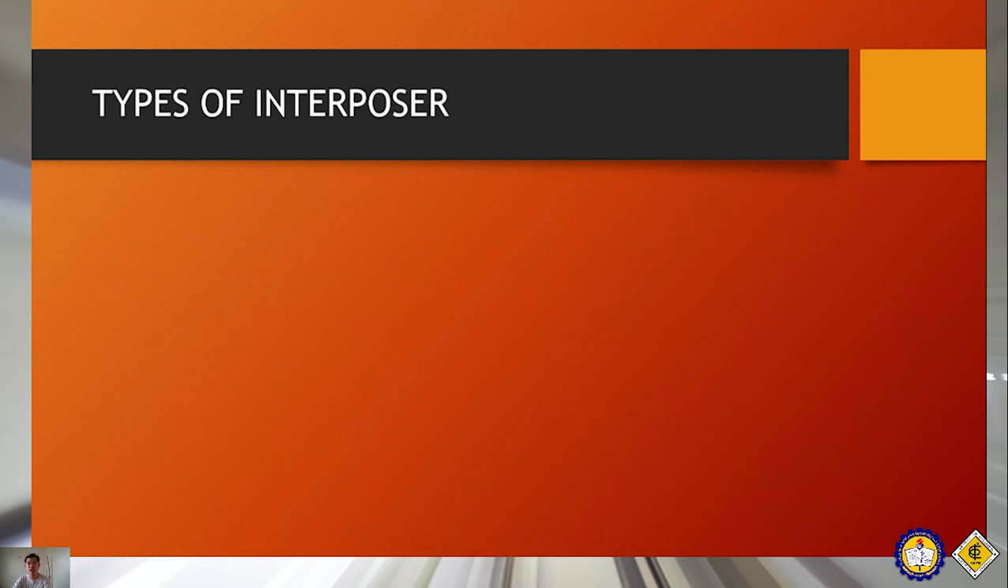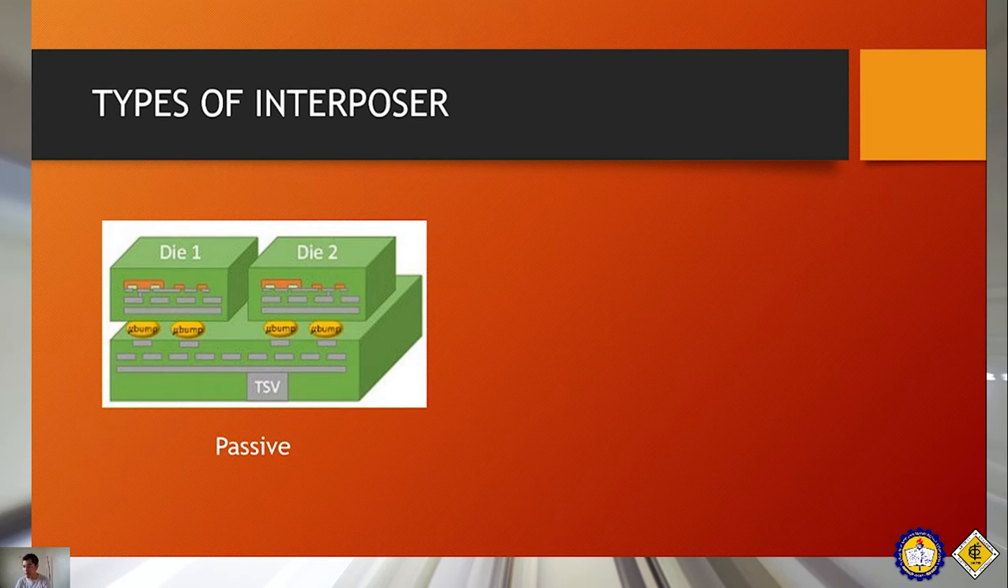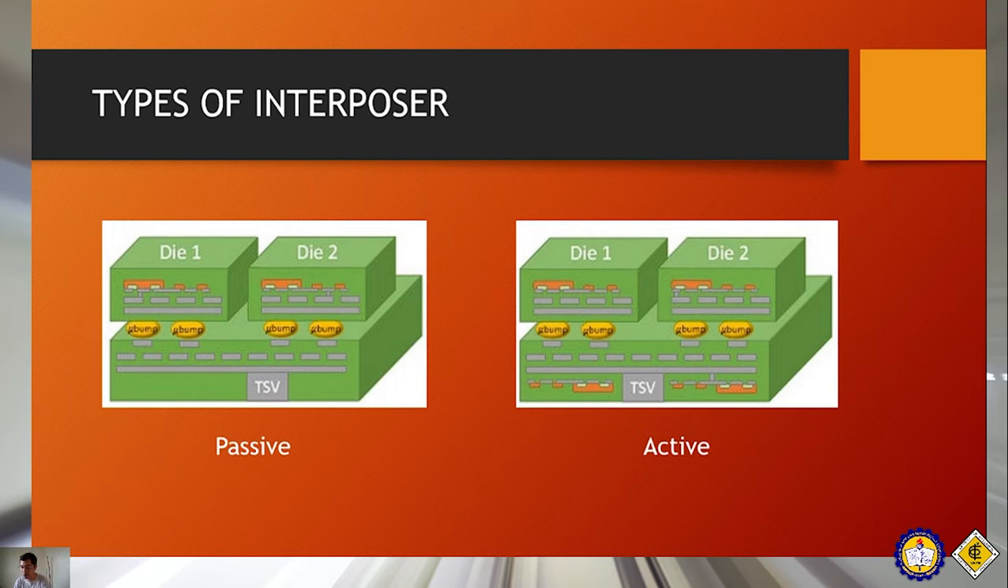Next in line, the types of interposer we have here are the passive and the active interposers. First is the passive. Passive has a higher wire density and cannot perform functions, so there is no active device in the substrate. An active interposer is a fully functional chip embedded in the silicon substrate. It has lower TSV density, or through-silicon vias.